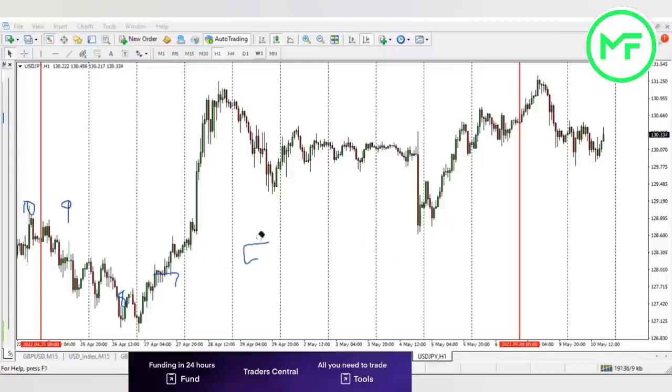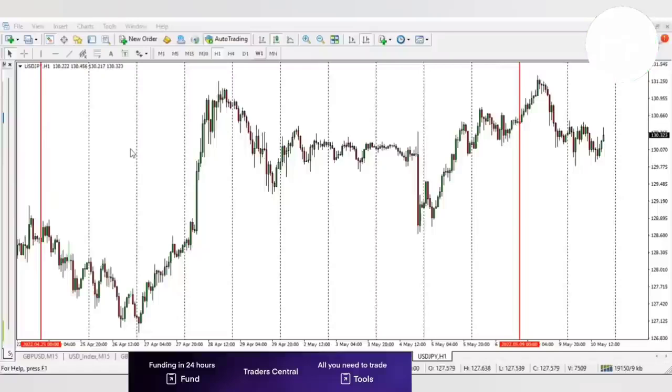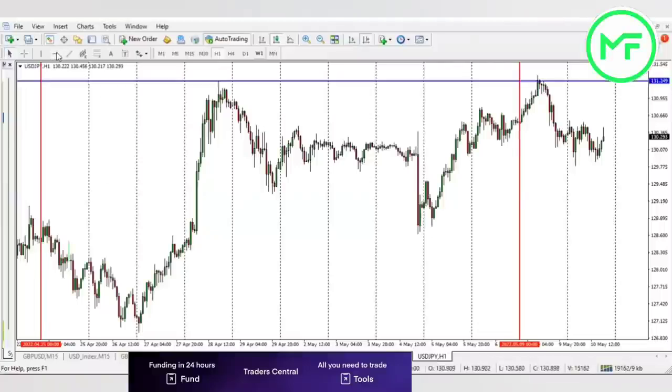Right? When you do that, you now find the highest point where the market has moved to within this period. Yes. Which is this one, right? This is the highest point. And then you find the lowest point where the market has moved to, which is this one, right?